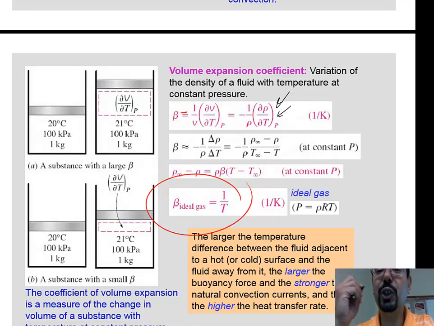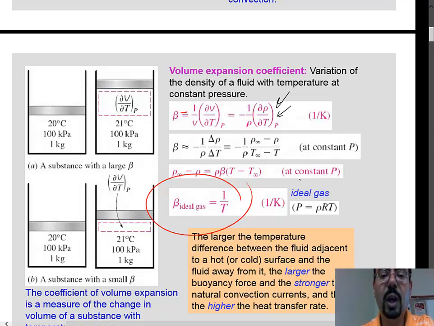So if you want to get partial rho partial T, we will just have to differentiate rho with respect to T and keep the P constant. So it will turn out that for ideal gas, beta is simply 1 over T.